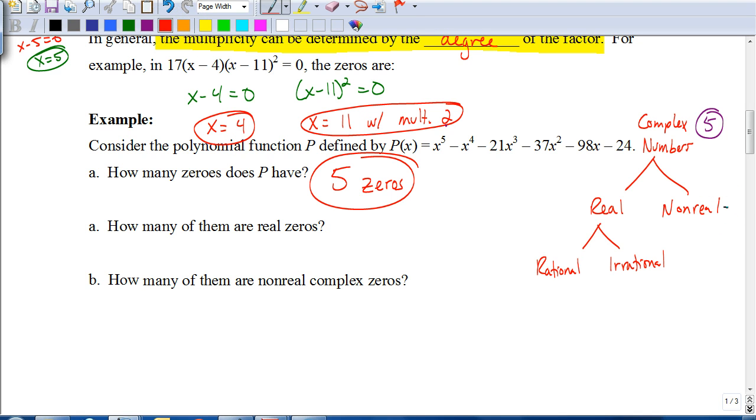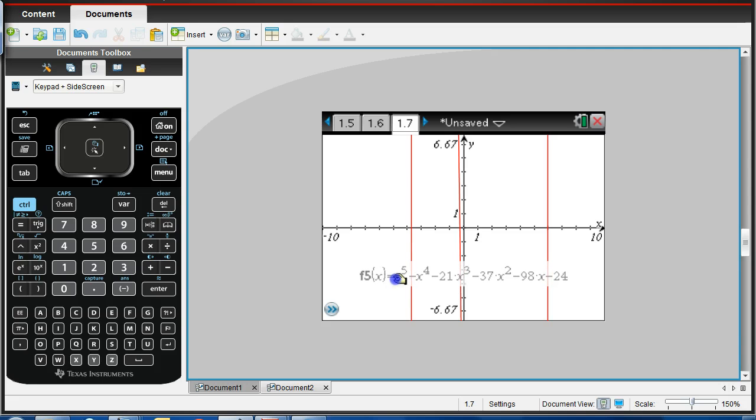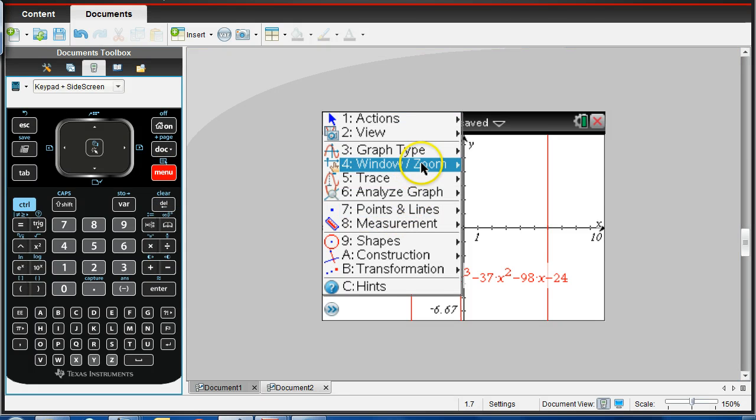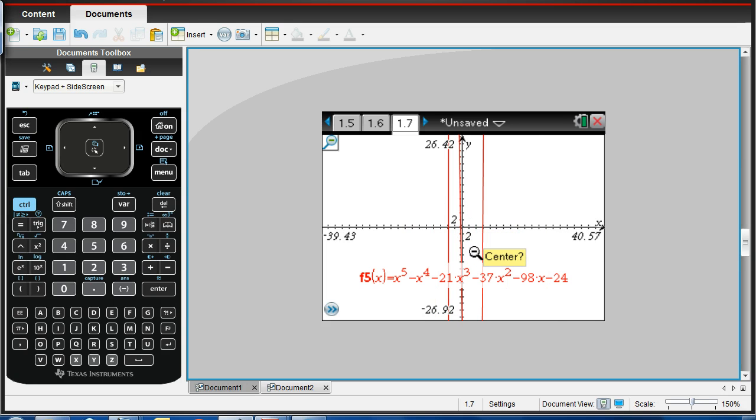So get out your graphing calculators, and we're going to graph out this equation. Now, if you graph this equation out, I've already got it here for us. x to the 5th minus x to the 4th minus 21x cubed minus 37x squared minus 98x minus 24. If you graph that, this is what we end up seeing. And if you want to zoom out so you can make sure that we are seeing the complete graph, we can do that. And I don't see anything else showing up, so I know that this is my complete graph here.